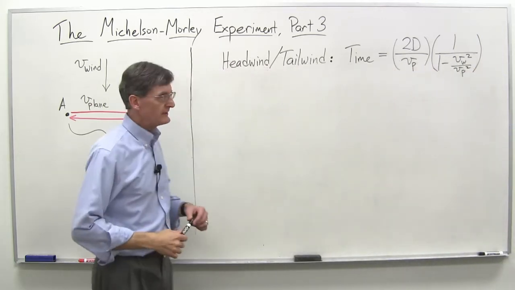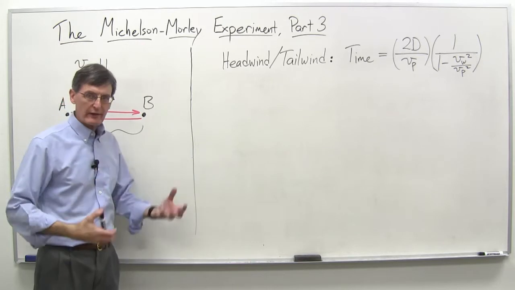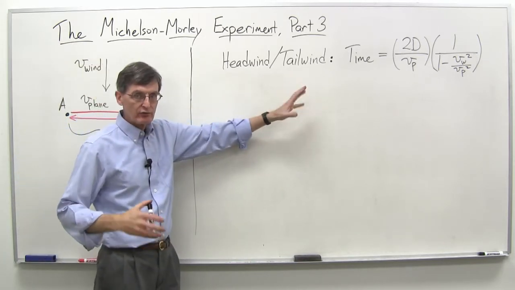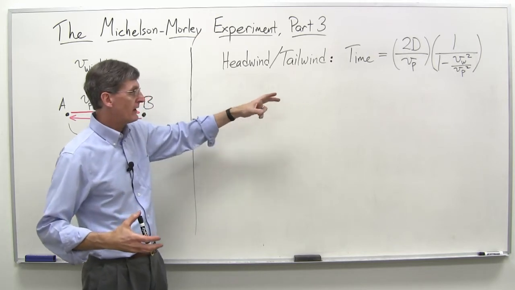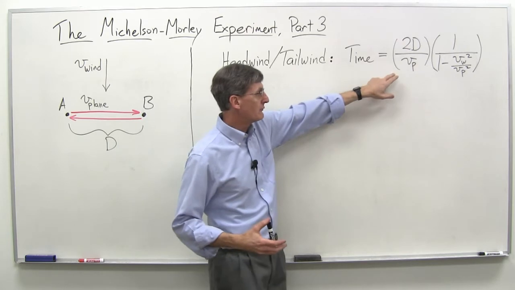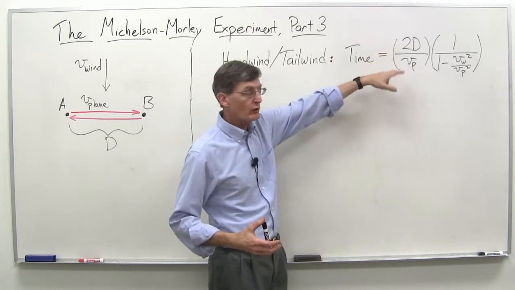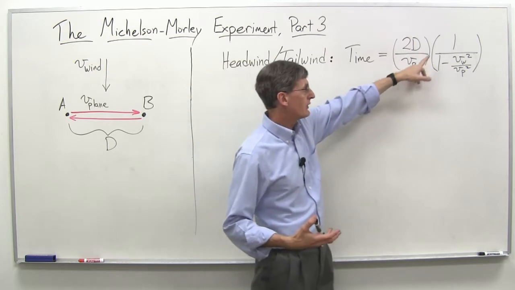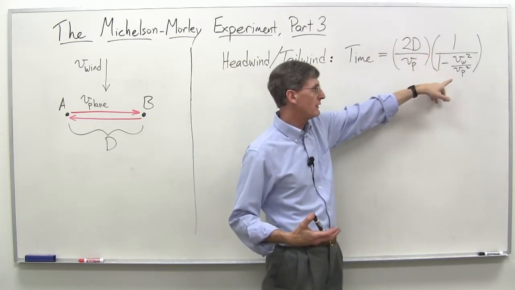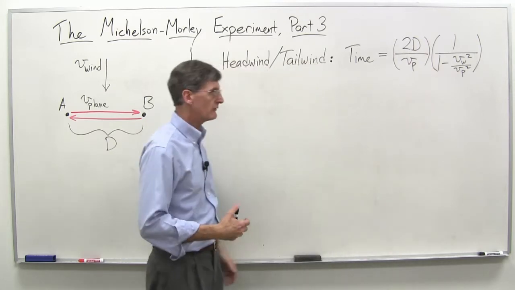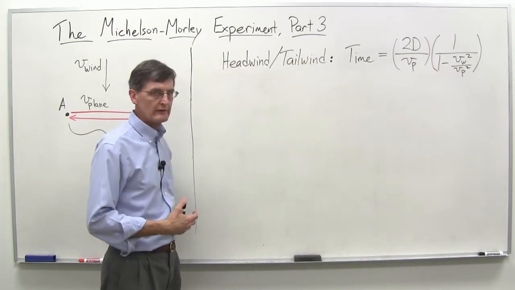On to part 3 of our analysis of the Michelson-Morley experiment. Remember, we did the headwind-tailwind case using the airplane example and found that the round-trip time was of this form: 2d over v sub p, where v sub p is the velocity of the plane, times a 1 over 1 minus vw squared over vp squared factor, where vw is the velocity of the wind.